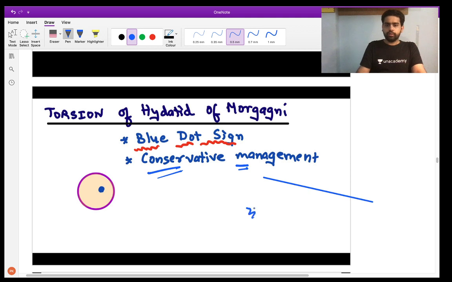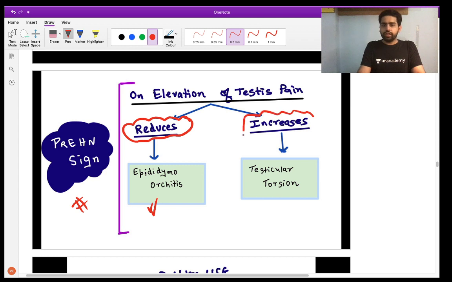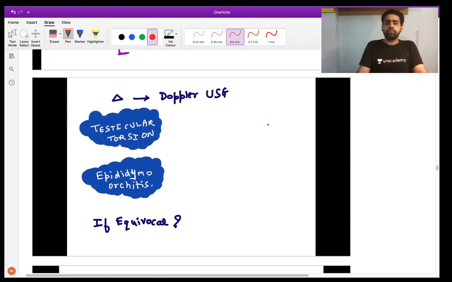Right. So in order to distinguish between these two, we have something which is called the Prehn sign. So what is this sign? What you do in this, you elevate the testes. So if you elevate the testes and the pain of the patient reduces, then what is your diagnosis? It is epididymoorchitis. But if you elevate the testes and there is increase in the pain of the patient, it is called testicular torsion. So this is how you can distinguish clinically. But is this very specific? No, not really. So you have a supplementary test which is called a Doppler.